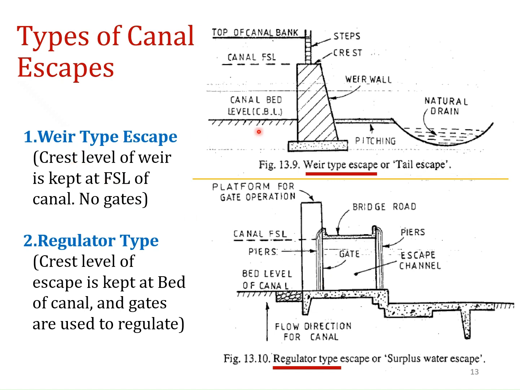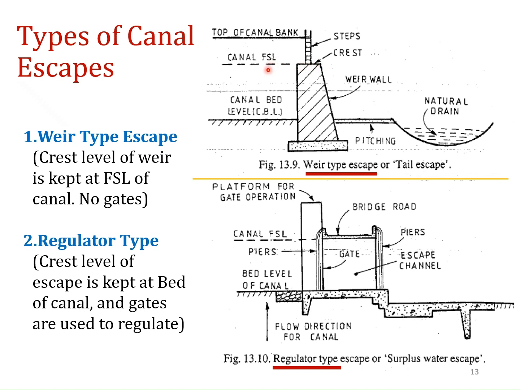So in the weir type, what do you have? Look at this cross section. This is the bed level of the canal, and you are looking in the longitudinal direction of the canal. Okay, this is the bed level, and this is the canal full supply level, and this is the top of the canal bank. Means this is the freeboard, you can say. So look at this weir. This is the cross section of the weir. So the canal full supply level matches the crest level of the weir.